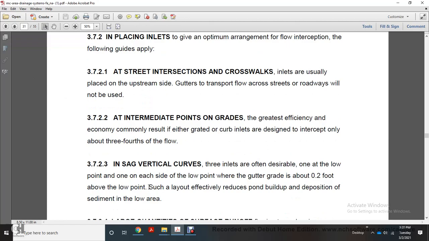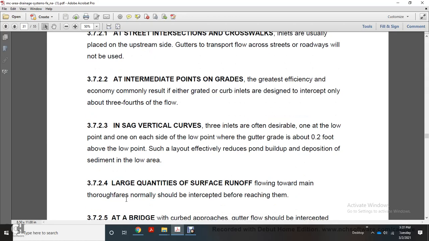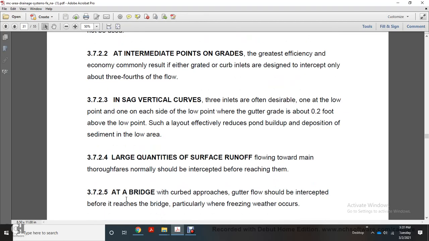In a sag vertical curve, three inlets are often desirable: one at the low point, and one on each side of the low point where the gutter grade is about 0.2 feet above the low point. This layout effectively reduces ponding or sediment deposition in low areas. Large quantities of surface runoff flowing toward main thoroughfares should normally be intercepted before reaching them.